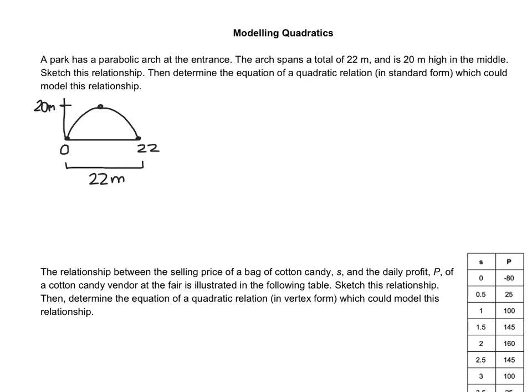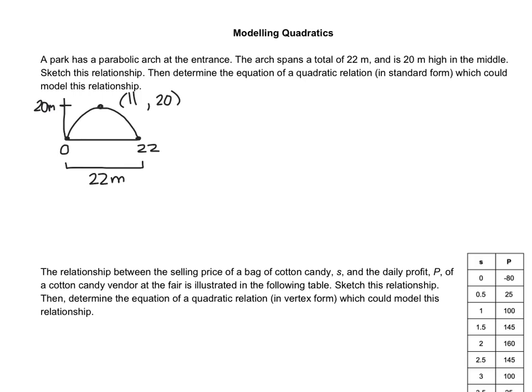Now, that means we have the y-coordinate of the vertex. If I want to find the x-coordinate, well, I already have my 0, so I can go halfway between 0 and 22, which is 11. So now I have two zeros and I have my vertex.